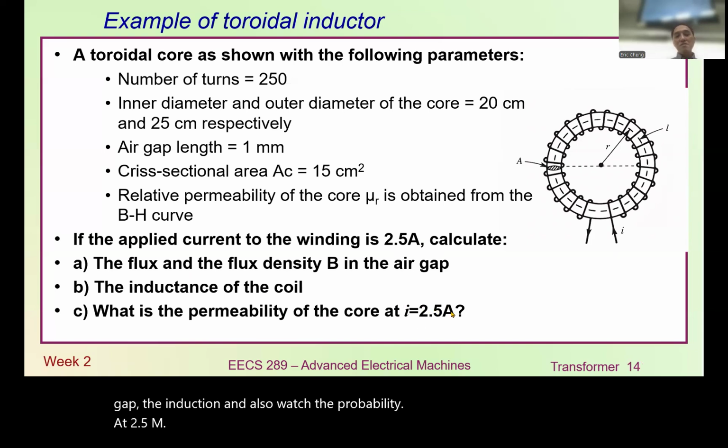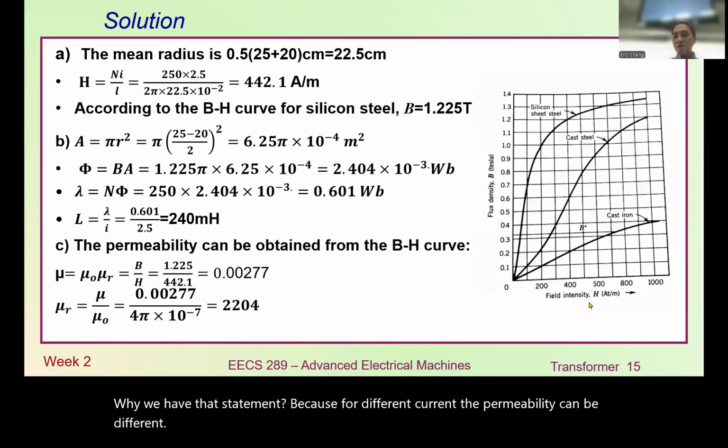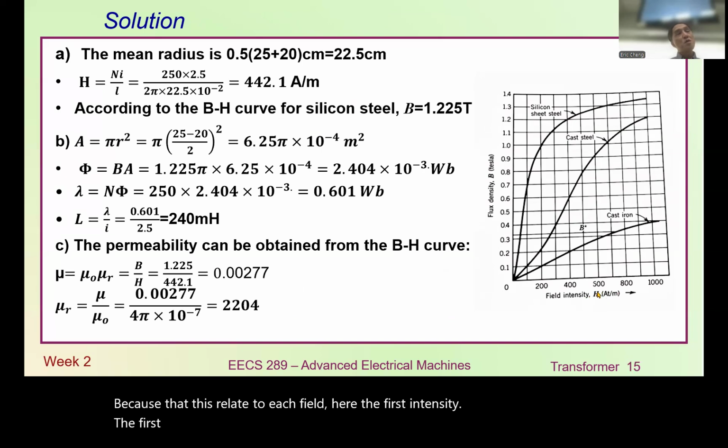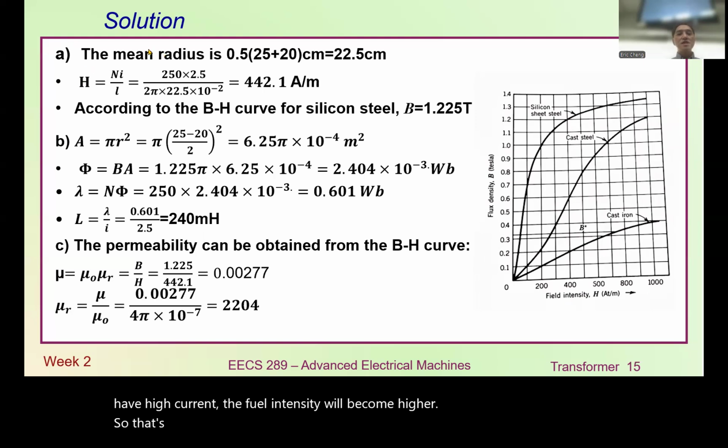Why do we have that statement? Because for different current, the permeability can be different. This relates to the H field here, the field intensity, which is proportional to the current, Ni, right? So when we have high current, the field intensity becomes higher. So that's how it is. Firstly, we calculate the mean radius.